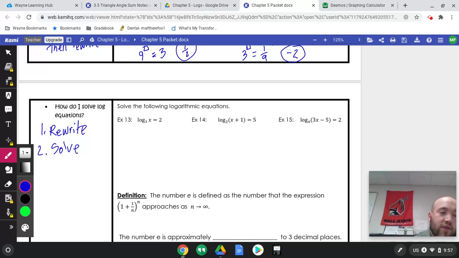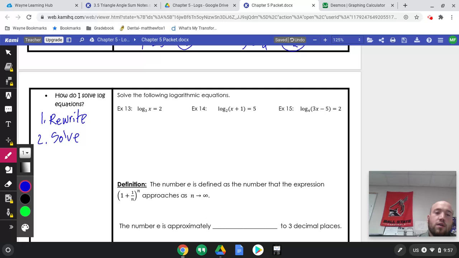So log base 3 of x equals 2. Base stays base, so the 3 will still be the base. Other two switcheroo, so 3 to the second equals x. From here, 3 to the second is 9. 9 equals x, and we are done.